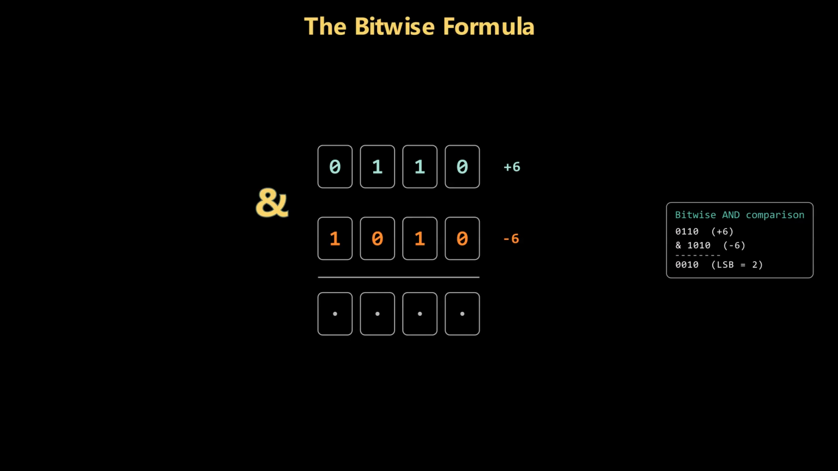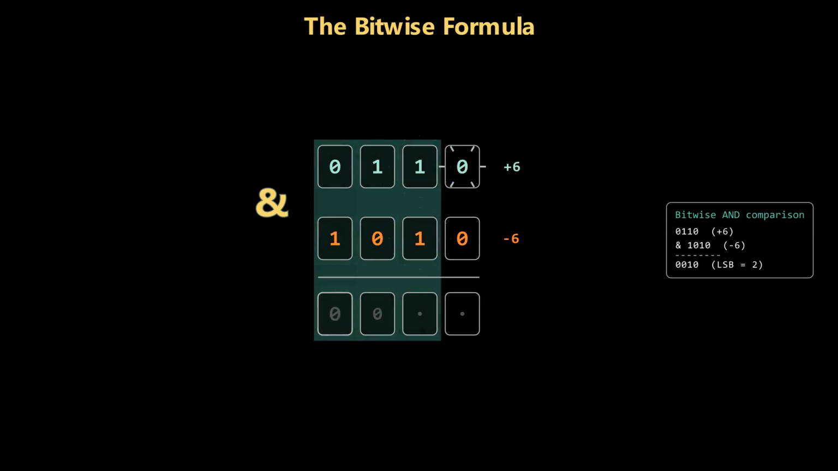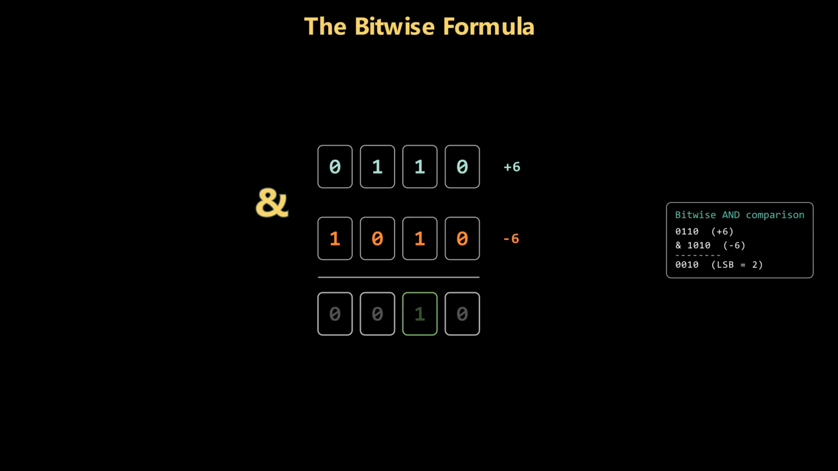Now combine the original 6 with -6 using bitwise AND. Column by column, mismatches become 0. Only the lowest set bit column stays aligned, 1 and 1. Everything else wipes away, leaving 0010. The lowest set bit, value 2, in one fast step.